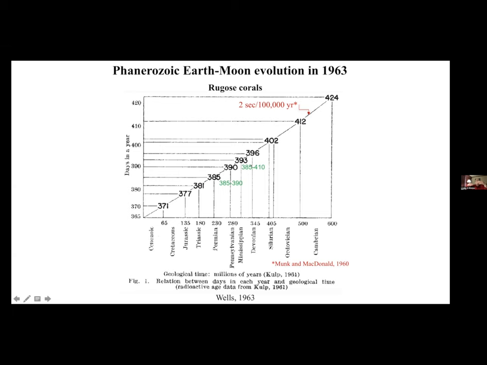So I'm not sure how useful that is. And then he did the same in the Pennsylvanian. Again, he got a narrower range here of 385 days to 390 days. And that was the first attempt to do this.